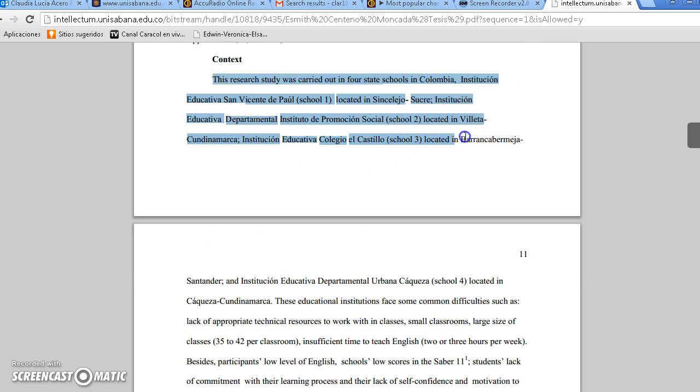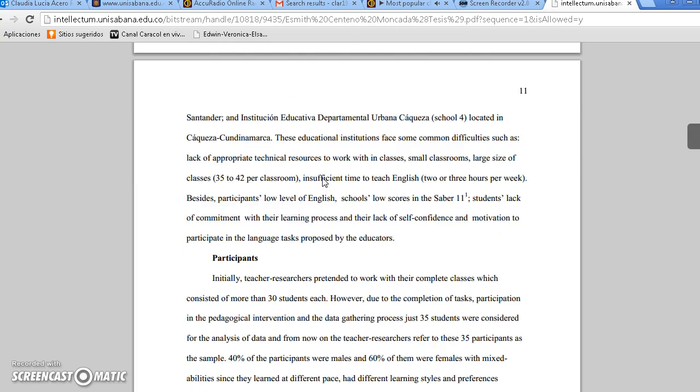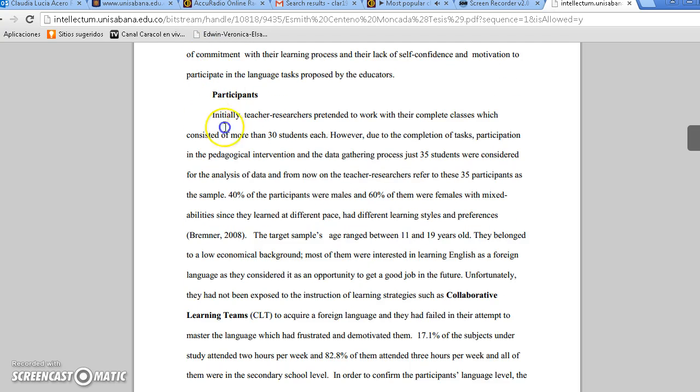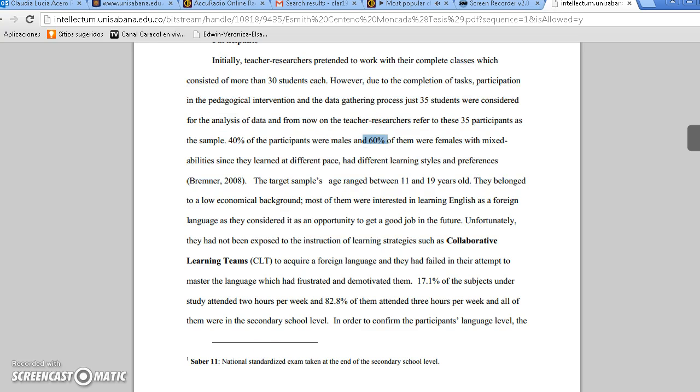So far, this is a section, the context, something that you can also do. So far, there is no information about the schools. There is no information about the number of students you are working with. So that's something that we actually need, a full description of your participants. And this is going to be part of the needs analysis that I am talking about in my feedback.